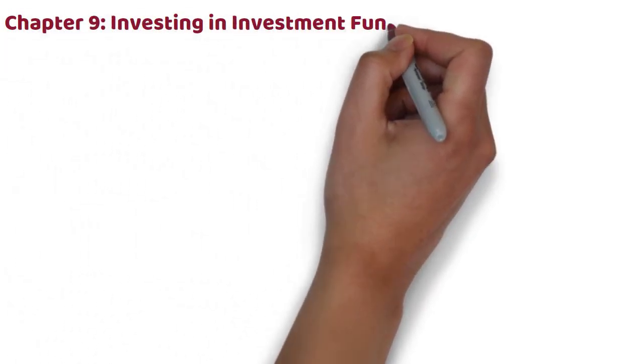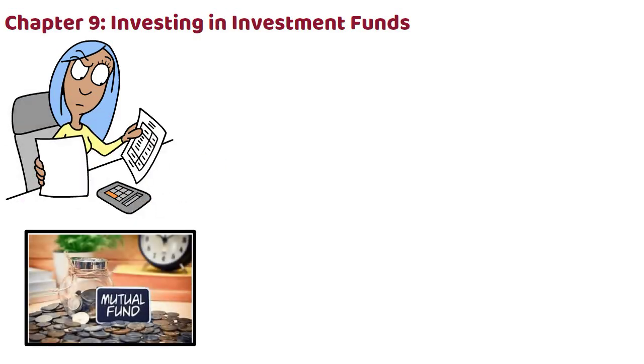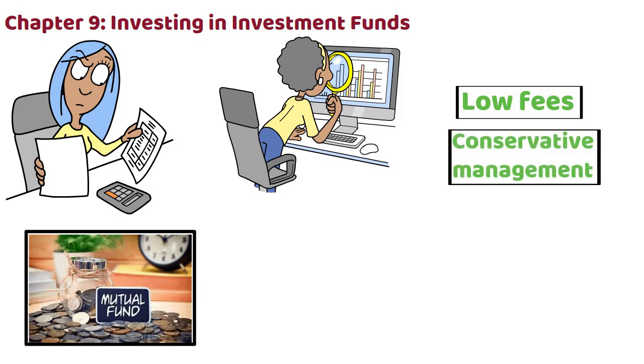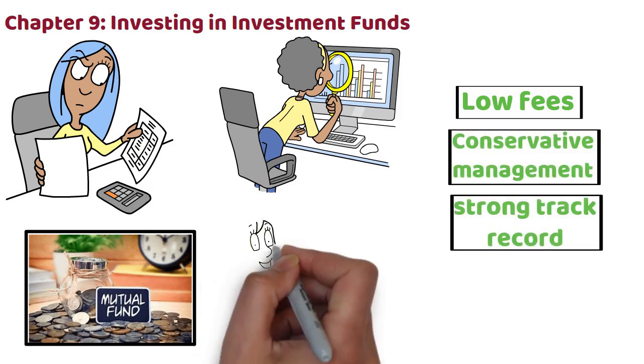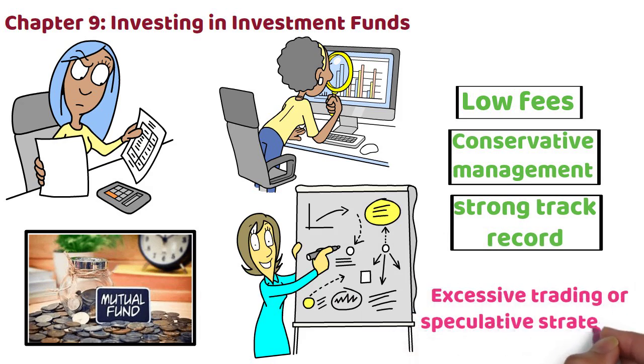Chapter 9, Investing in Investment Funds. Graham examines the pros and cons of investing in investment funds, such as mutual funds. He advises investors to choose funds with low fees, conservative management, and a strong track record. Graham also warns against funds that engage in excessive trading or speculative strategies.